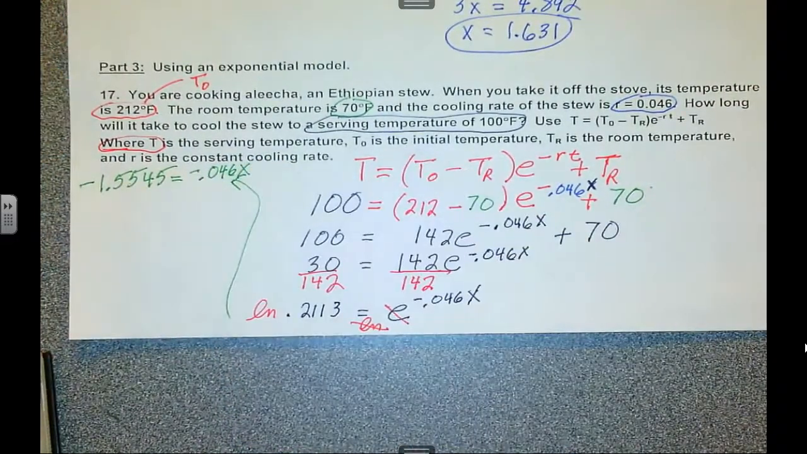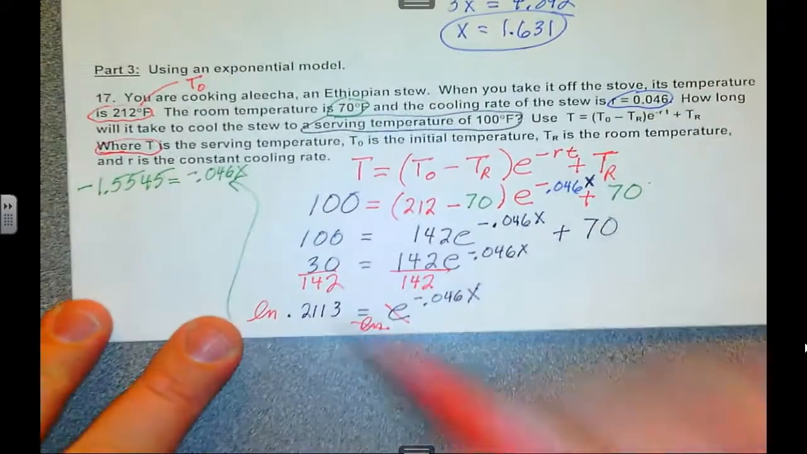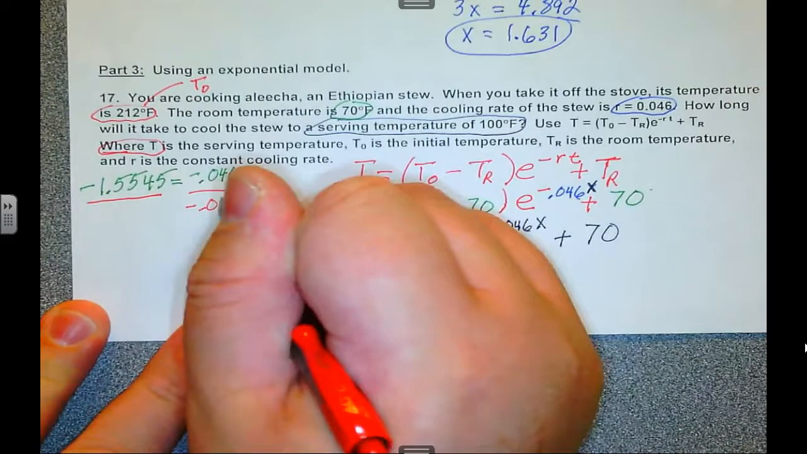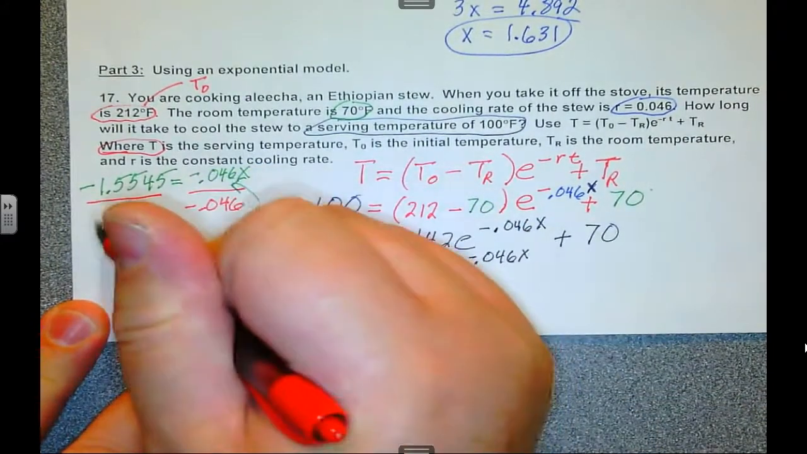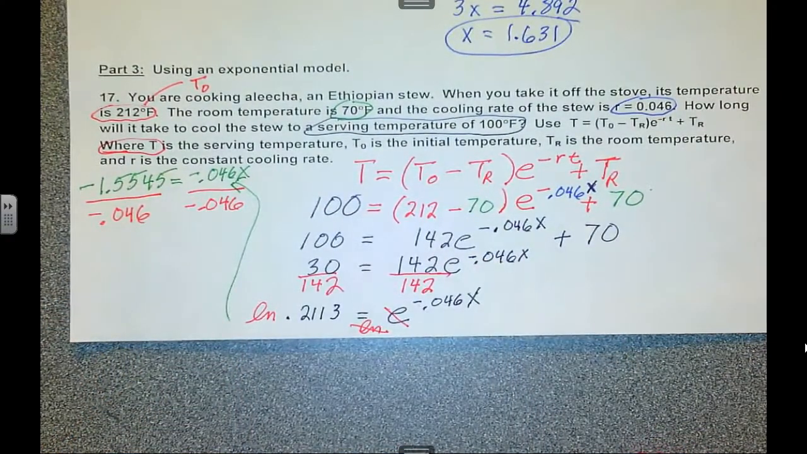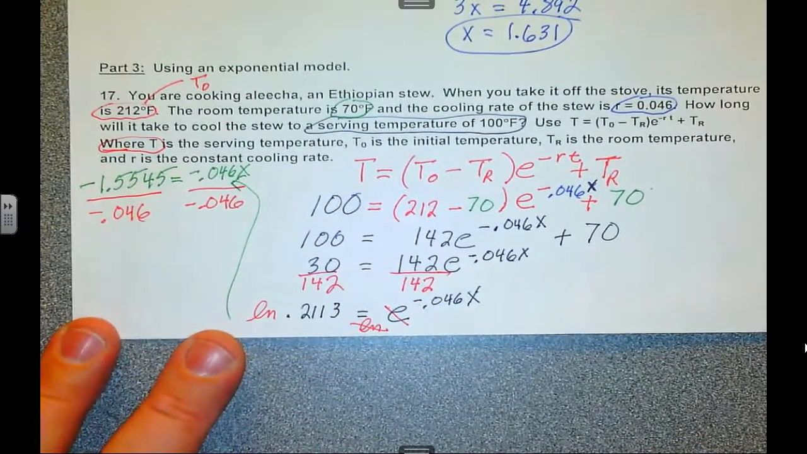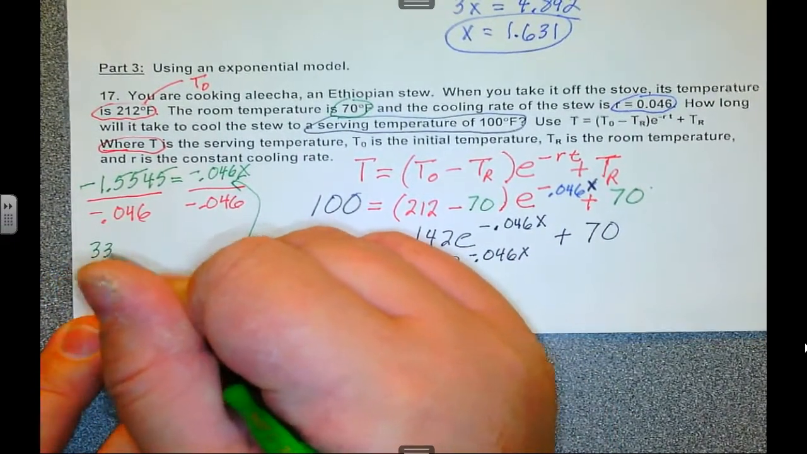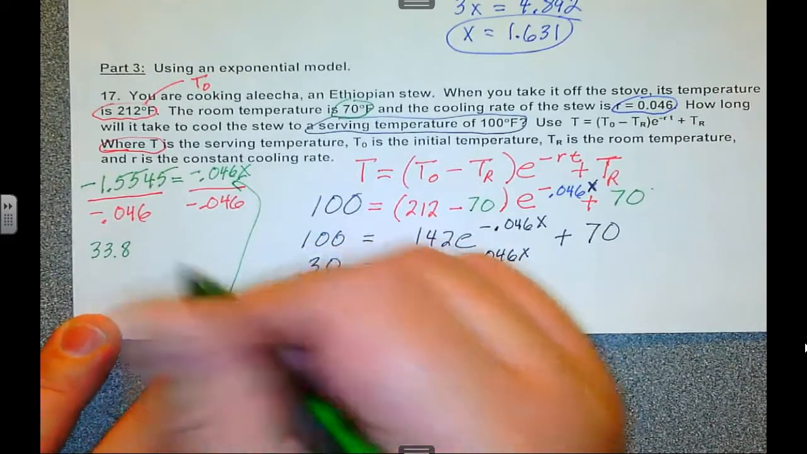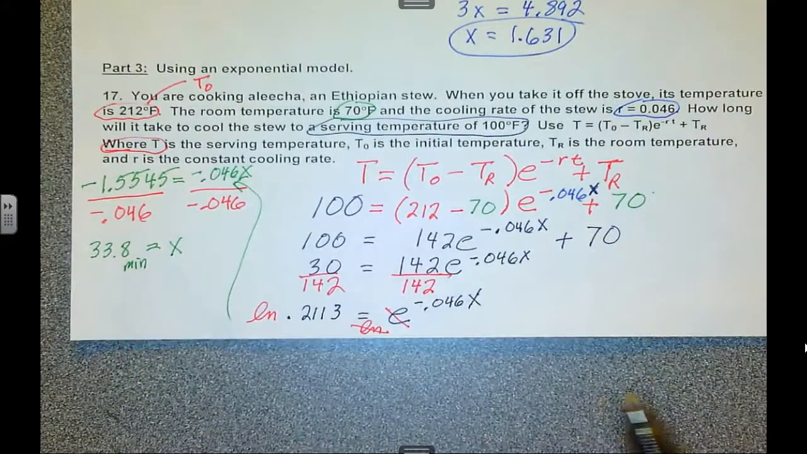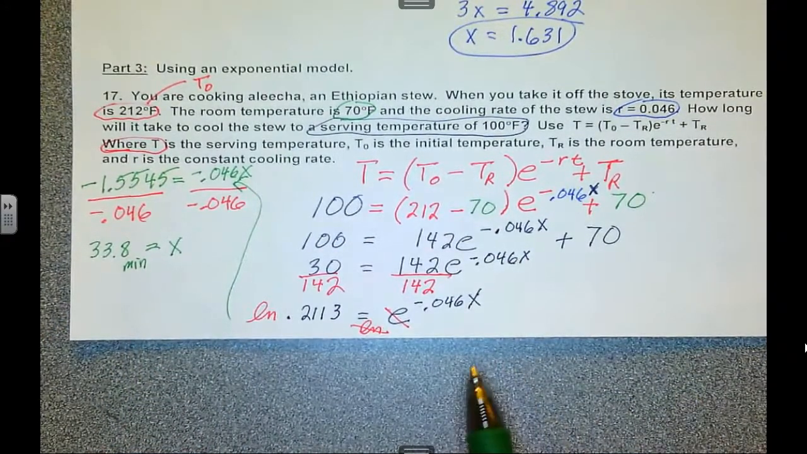Are you with me? What'd you guys get? Divide both sides by negative 0.046. And it's going to take approximately 33.8 minutes for this Ethiopian to cool off. Or 34 minutes.